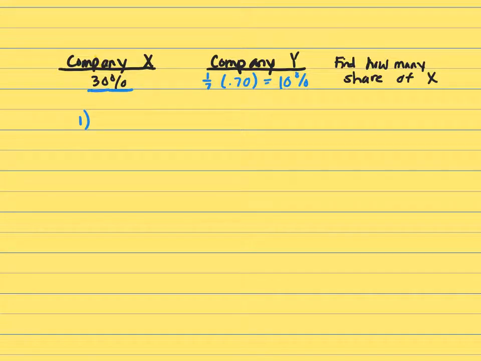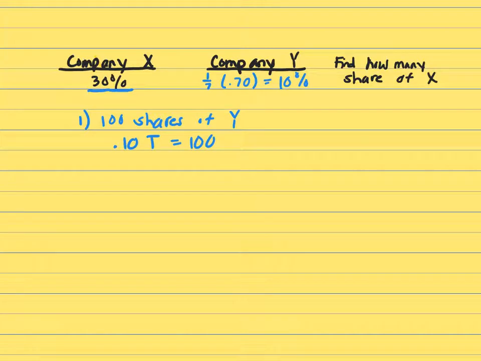The investor owns 100 shares of Y. 100 shares of company Y. So we know that 10% of all the shares, and I'm going to call that T, let T be the total number of shares, we know that has to be 100.